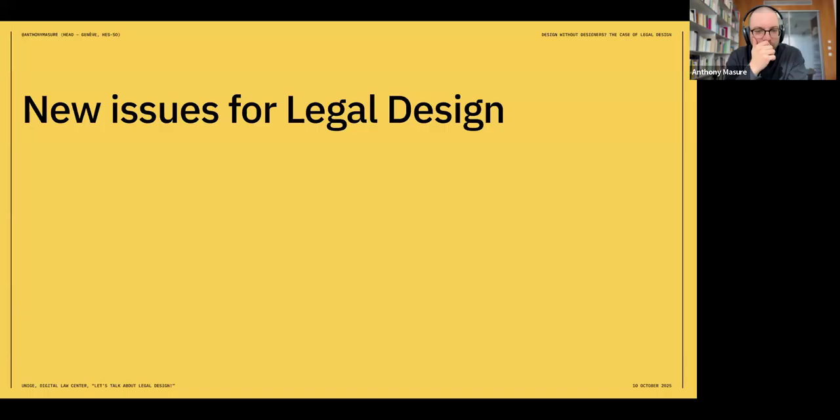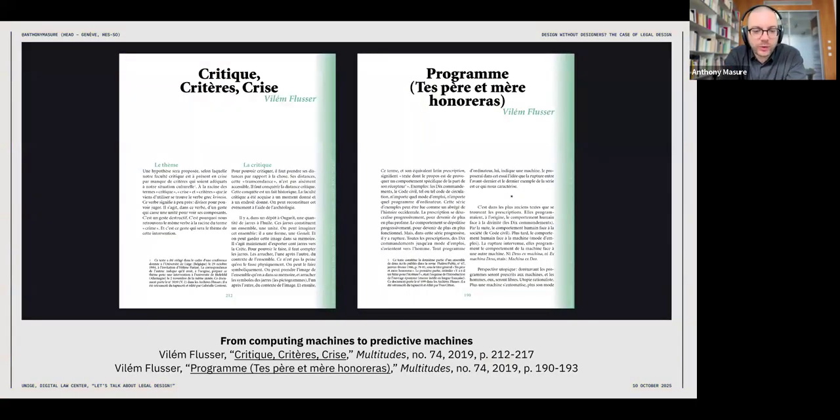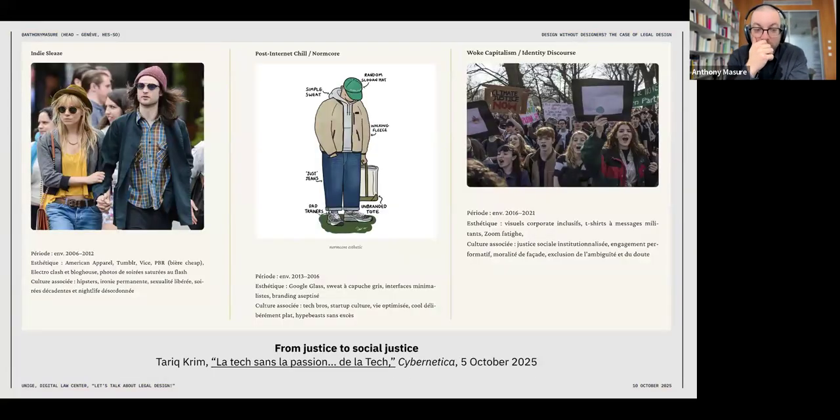Today, legal design is facing maybe new and complex issues. The first one, of course, is AI. With AI, machines are not only computing machines, but predictive machines. So it's a huge risk for democracy, for example, and maybe we need more designers and lawyers working together to address these issues. Another tricky one is the shift from justice to social justice, citizen justice, but justice without lawyers, maybe, on the streets.